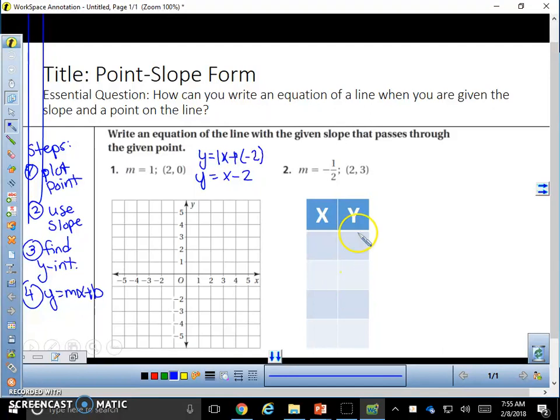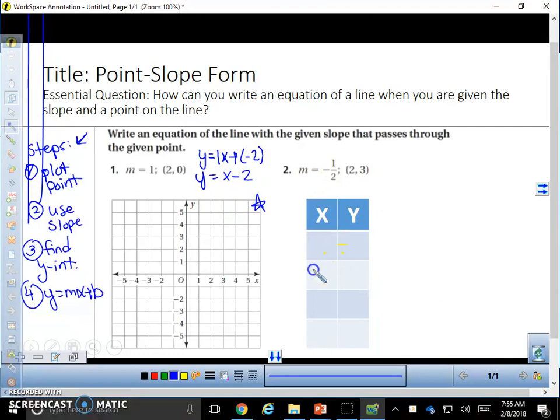So, here's how we go from a graph to y equals mx plus b. Let's go ahead and try this with a table now. Here's another option. Okay, but I mostly see people using the graphs because it's going to be easier. Alright, let's go.